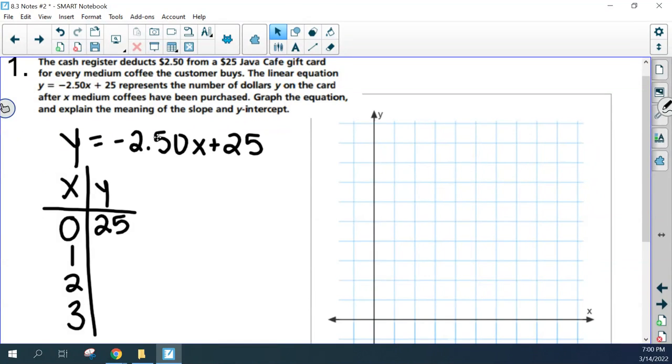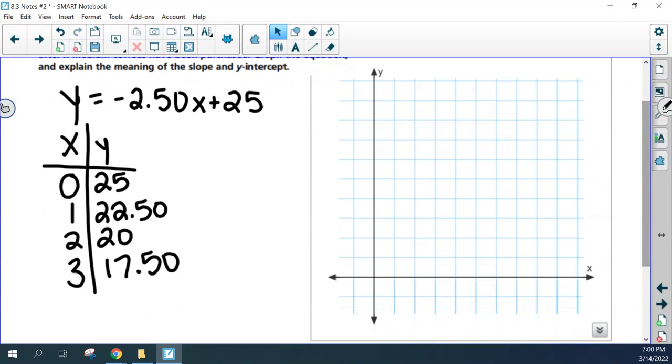Then I plug in 1, so negative $2.50 times 1 plus 25 would equal 22.5. Plug in 2, negative $2.50 times 2 plus 25 would equal 20. And then if I plug in 3, I would get $17.50 left over. Okay, so I'm going to graph that. So on the x-axis, I would have number of coffees, and on the y-axis, I would have money left.